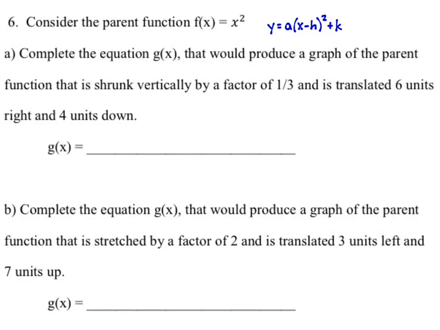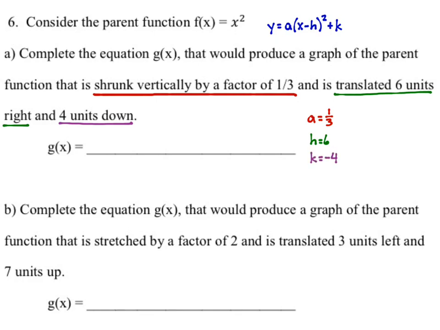So remember, a is our vertical shrink or our vertical stretch, and it's also dealing with the reflection, whether the parabola opens up or down. Well, here it doesn't talk about a reflection, so we know that a is going to be positive. It says that it's vertically shrunk by a factor of 1/3, so that means a is 1/3. And then it is translated 6 units to the right, so that implies that h is positive 6 because we're moving in the positive direction. And then it says translated 4 units down, so that means k is negative 4 because we're going down.